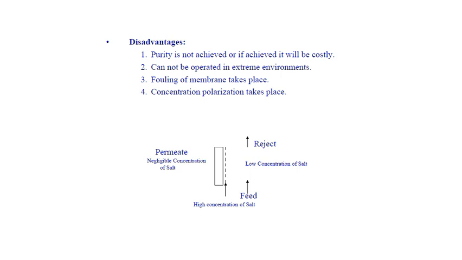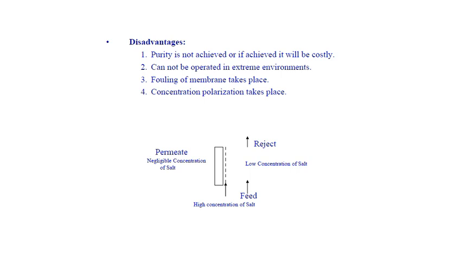In some processes it is very difficult, because the molecules are similar in shape. Like I have already discussed for gas separation, the molecules are similar in shape, so you cannot achieve 100% separation. In some processes like reverse osmosis, you can achieve nearly 100% separation, but not 100%. So purity is not achieved, or if achieved it is costly. If you achieve the purity, that means your membrane will be very expensive. So this is a disadvantage of this process: you cannot achieve 100% separation.